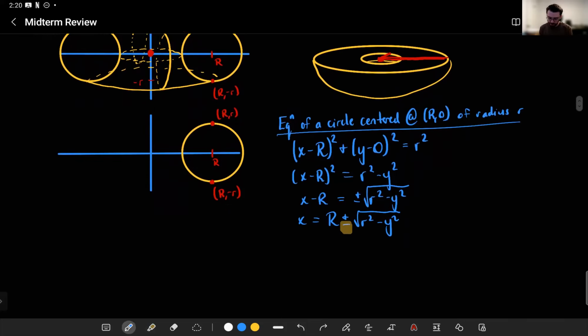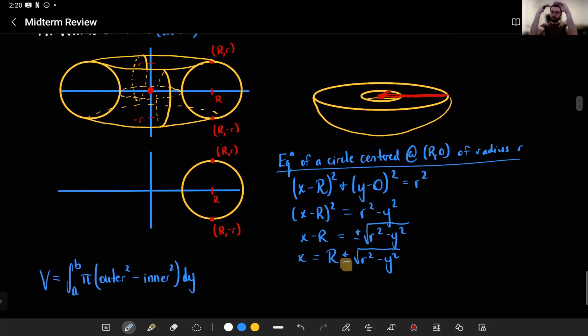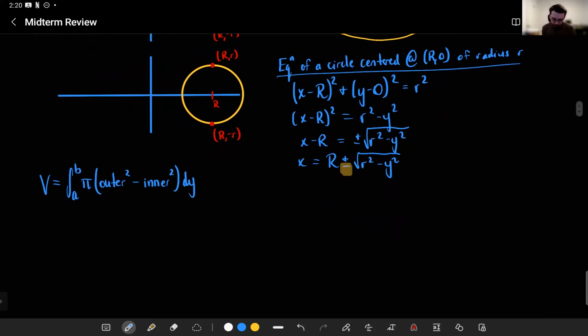So thinking about this now in terms of volume using the washer method, let's just recall the formula. There are a couple of ways to write this, but I'll just write it like this. Pi times the quantity outer radius squared minus inner radius squared. And for us, we're slicing the bagel along the y-axis to get all those washers, so dy.